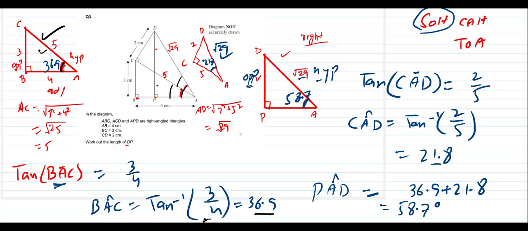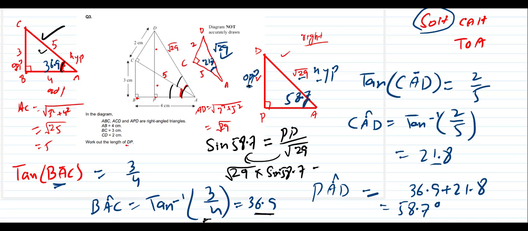Now I will use the sine of 58.7. It will be equal to, what is that? Opposite over hypotenuse. Opposite is the PD, over hypotenuse, which is square root of 29. So take it to the other side, and it will be square root of 29 multiplied by sine 58.7. It will be PD. So we got PD from this one. Just calculate it. I know it is one of the most difficult questions, and the rest will usually be easier.